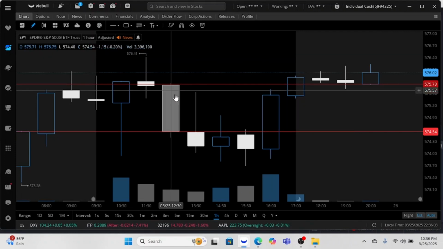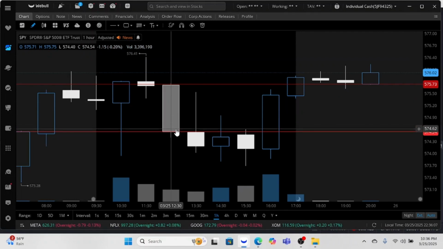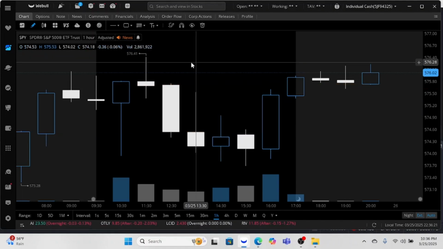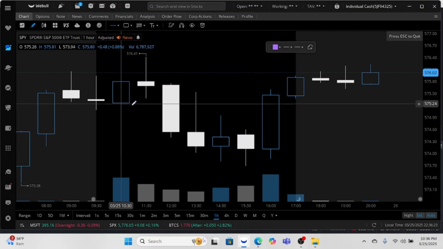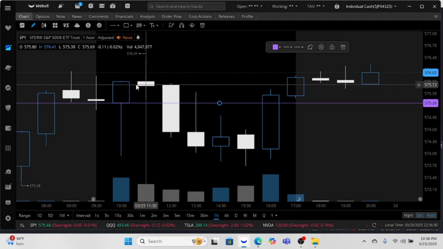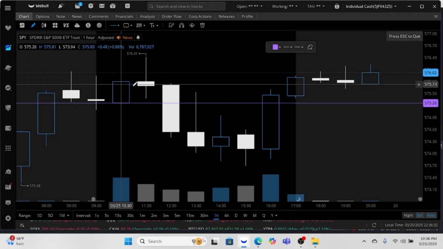So 12:30, we opened. We came down during that 1 hour period, opened from the top. In the next hour, within that hour, it just moved down. And the same thing with the up close candles. We opened right here at 10:30, and during that period, we moved up to here. And this is where we closed.